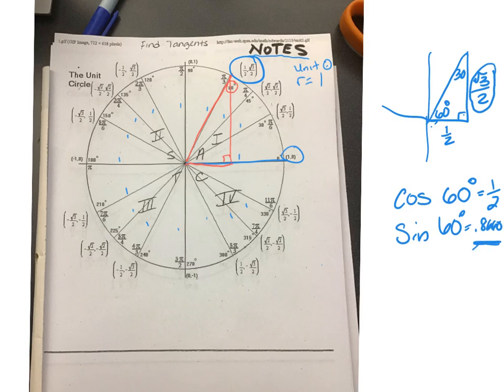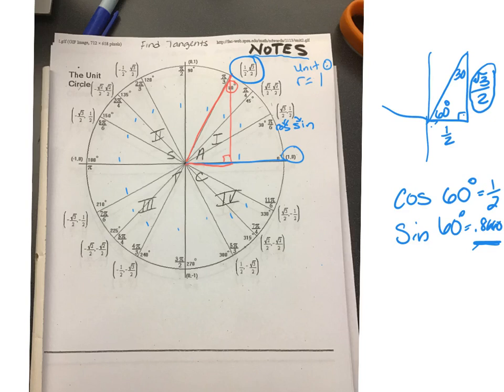So we can conclude that for every angle in the unit circle, this first number is the cosine of that angle. That second number is the sine of that angle. And the way I remember it is that it's in alphabetical order. Cosine first, sine second.